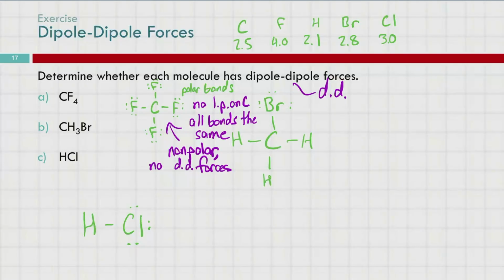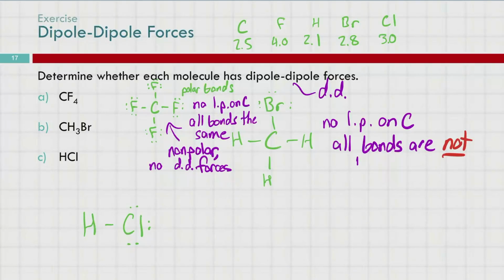We also have CH3Br. Does CH3Br have any lone pairs on the central atom? No, no lone pairs on carbon. Are all the bonds the same? All bonds are not the same. So this one is actually going to be, or we would expect it to be polar and have dipole-dipole forces.